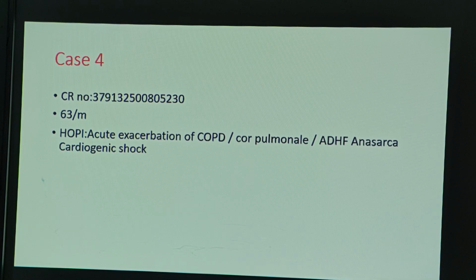Coming to the fourth case, actually the patient got LAMA from our emergency itself. This is a 63-year-old male. In this case, they didn't send some important cultures. That's why I included this case. So a 63-year-old male presented to the emergency department with acute exacerbation of COPD, features of cor pulmonale, ADHF, anasarca, cardiogenic shock. The patient peculiarly had a history of painful micturition for 1 week duration. The patient had diabetes, hypertension and was a chronic smoker also.